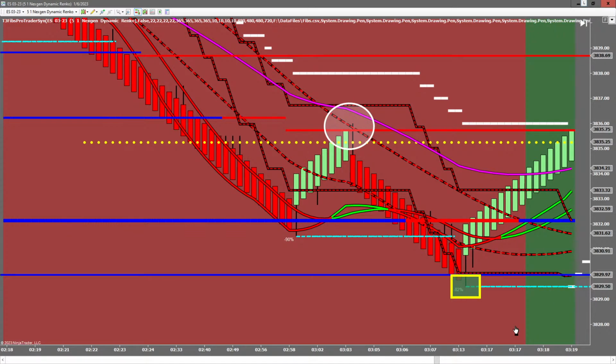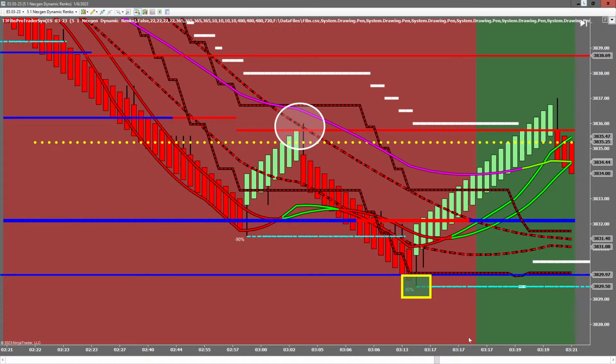Now, as we progress through, remember what I said about small triggers getting above all of the large triggers. It's your first visual clue of, hey, things might be turning. Now, you're not going long at resistance, are you? No.